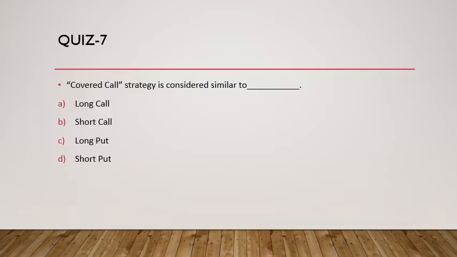We moved on to the next question, which is quiz 7. It says the covered call strategy is considered similar to what? When you create a covered call strategy, you have the stock with you and you have sold a call option. So basically this becomes like a short put strategy. In case of a short put strategy, you retain the premium if the market moves up to a limit only. After that you start making a loss. So in a covered call strategy also you start making a loss in a similar way.